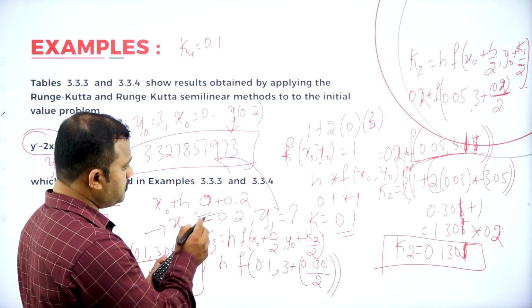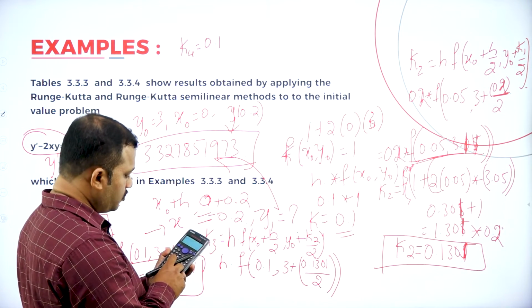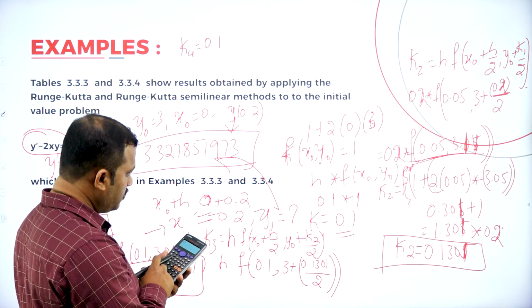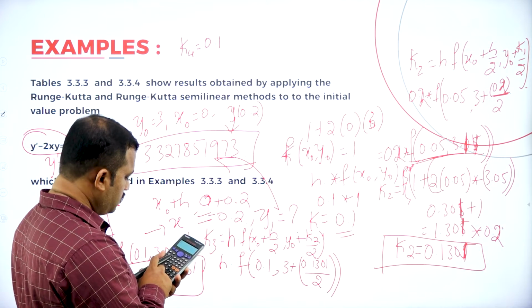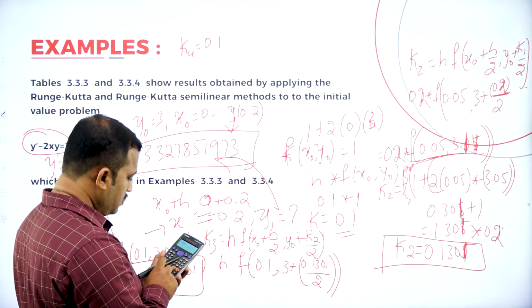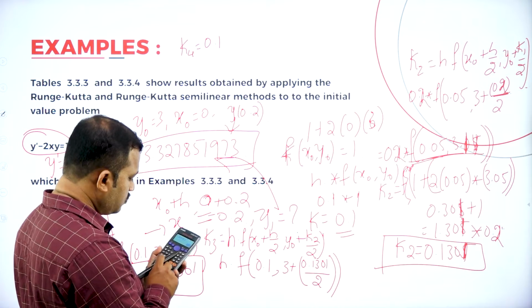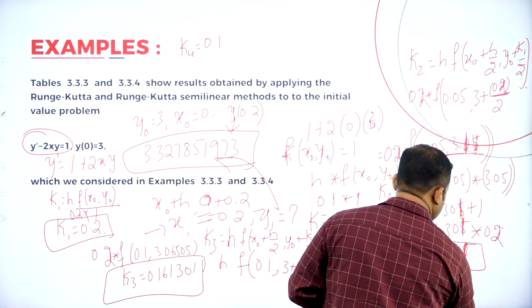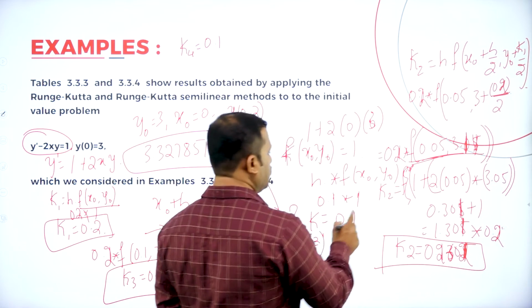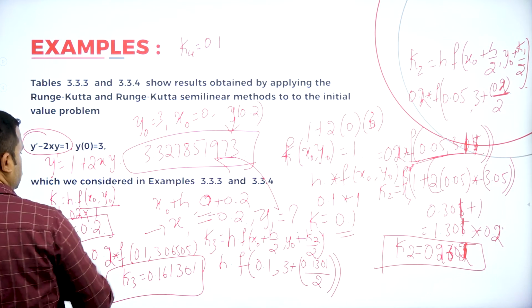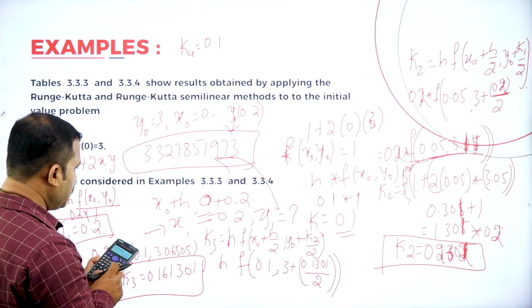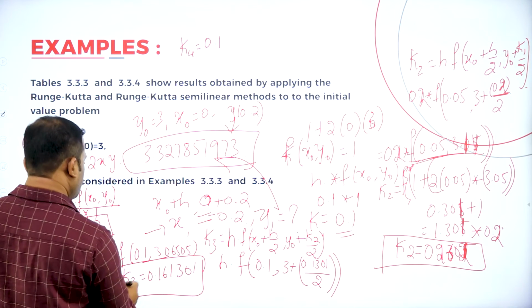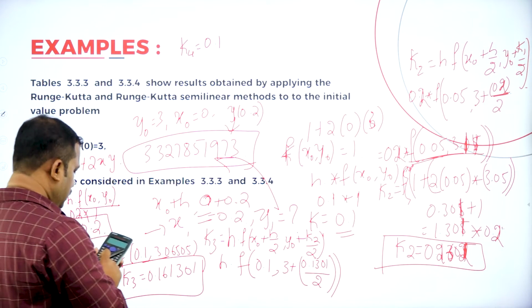The final result must be multiplied by 0.2, that is 1.301 into 0.2, which is equal to 0.2602, that is 0.2602. K2. K1 is this. K3 is what? That is the ultimate term, that is equal to this. What do we get? Let me find out that.